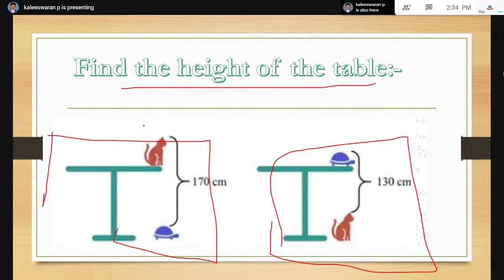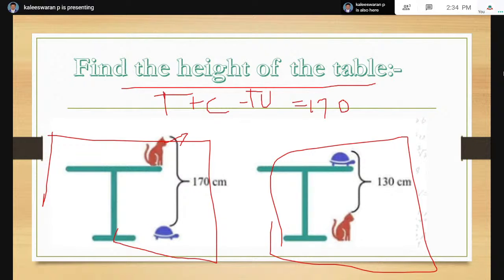Shall I write table height plus cat height minus turtle height equal to 120? This is the cat, this is the turtle. Is it correct or not? Table height plus cat height minus turtle height equal to 120. This is the equation for the first figure.